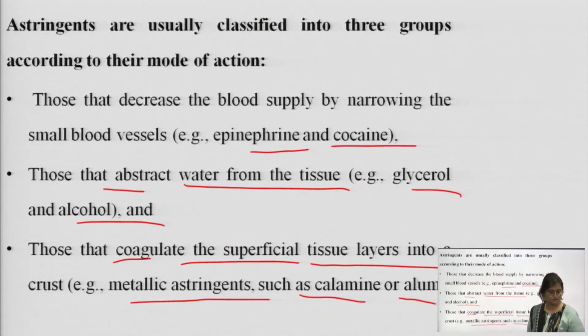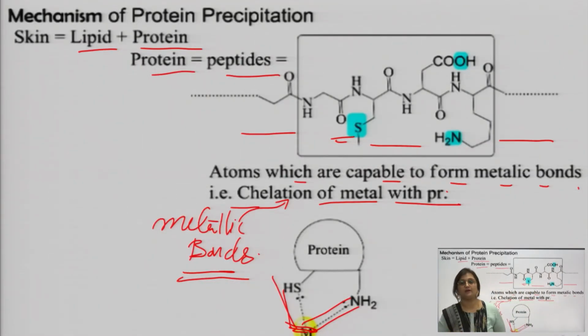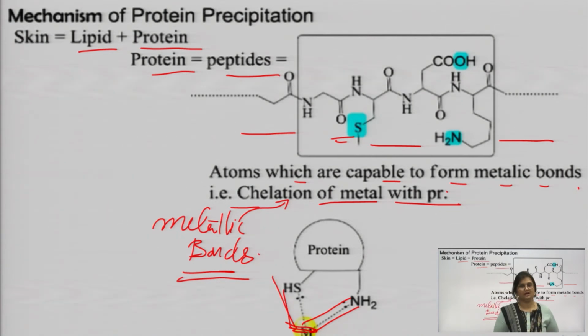Here we have understood that astringents coagulate the superficial tissue into a crust. How do they do this? By coagulating the protein. How do these astringents coagulate the protein? The metal present in the astringent forms metallic chelates with these proteins, hence forming a coagulate or crust on the superficial tissue.